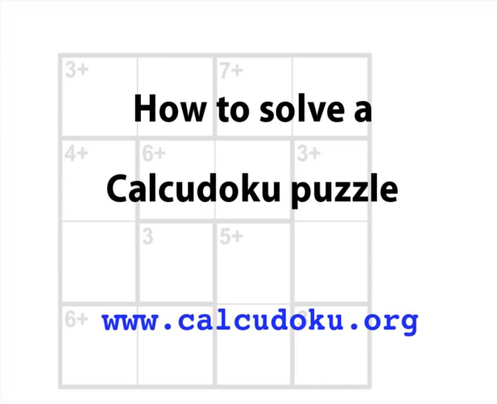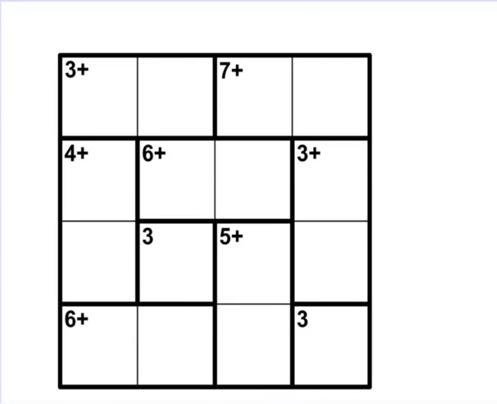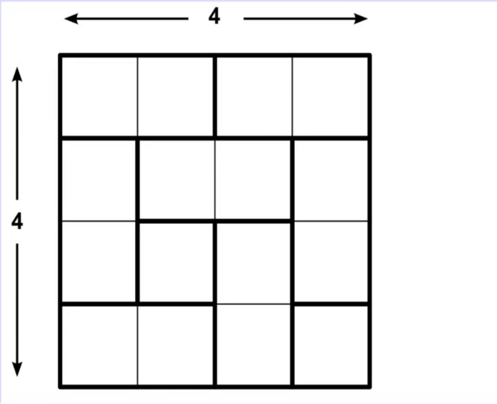How to solve a Calcudoku puzzle. Hello. In this video I'll explain how to solve a Calcudoku puzzle using this example 4x4 puzzle. 4x4 means that it is a square puzzle with 4 rows and 4 columns of cells. Note the puzzle pieces with a thick border. They are called cages.